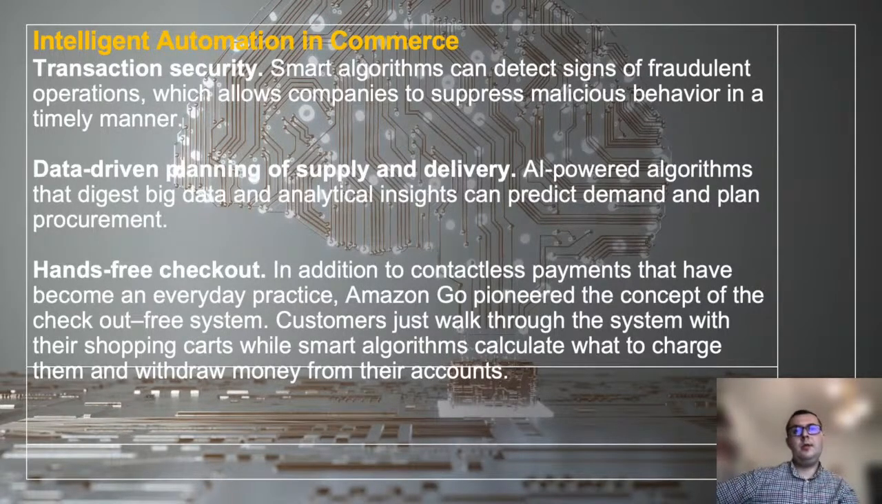transaction security. Smart algorithms can detect signs of fraudulent operations, which allows companies to suppress malicious behavior in a timely manner. Here, data-driven planning of supply and delivery we also have to take into consideration. Here, AI-powered algorithms that digest big data and analytics insights can predict demand as well as plan procurement.